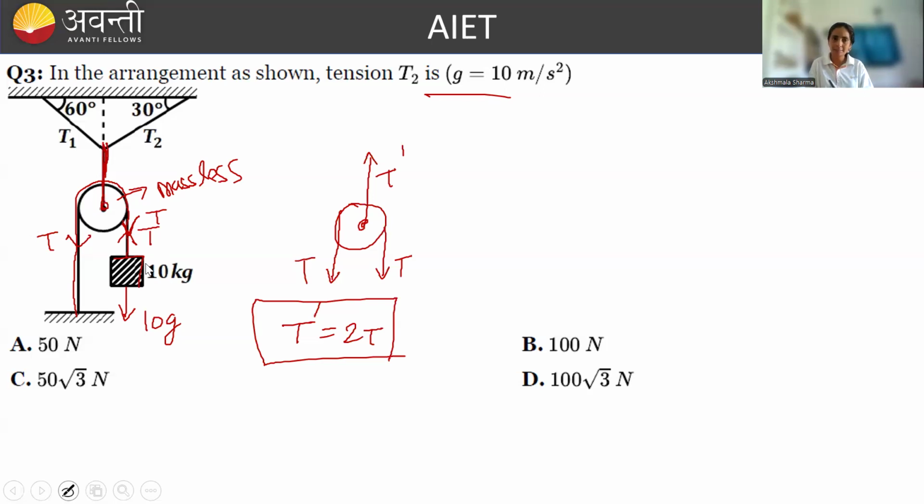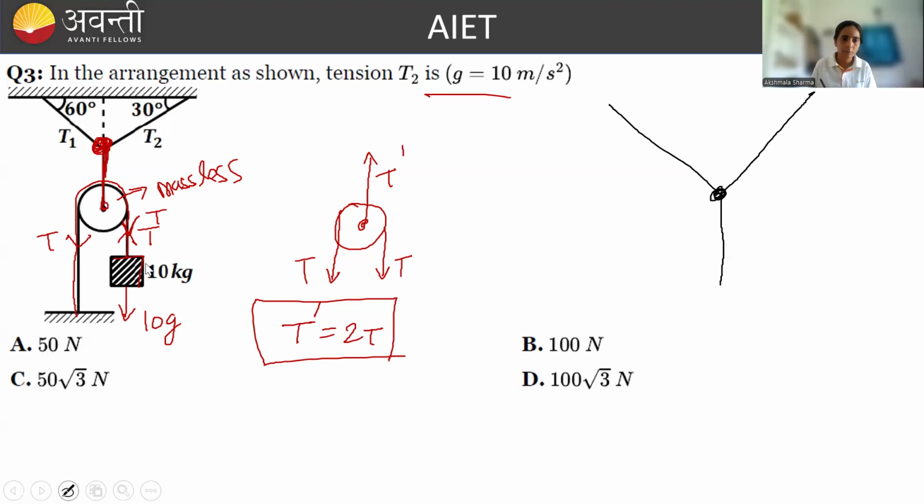Now let's talk about this thread which has tension T1 and T2. We need to write equations over there. If you talk about the equilibrium of this particular point where two threads are meeting, what will the free body diagram look like? Let me draw it here for you. So it is this. Done. This point is connected with this many threads. 3 threads are there, right?